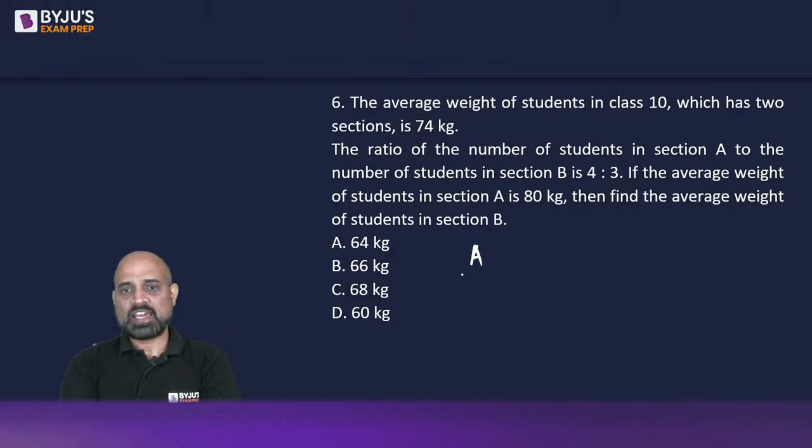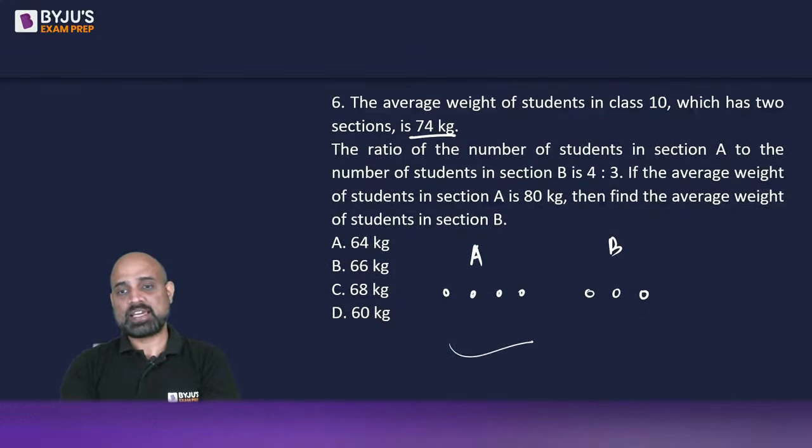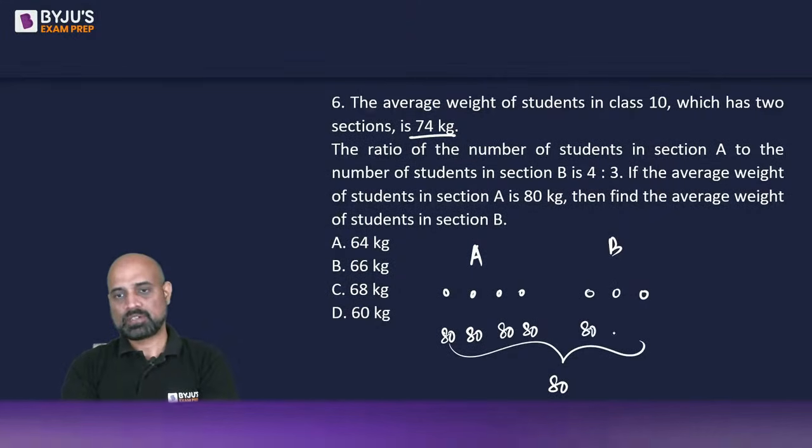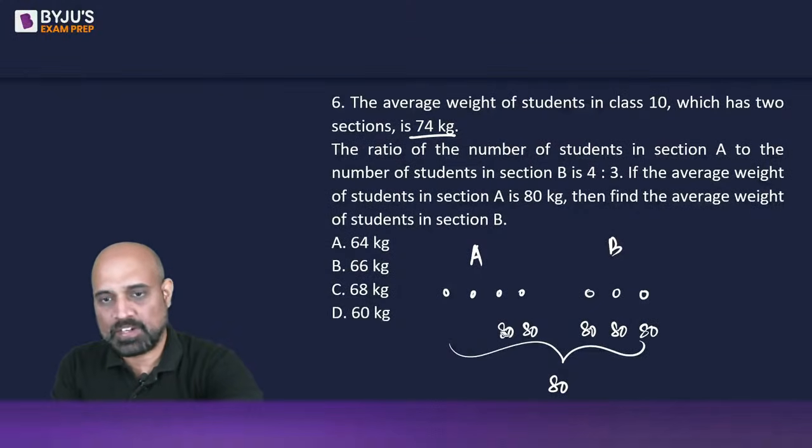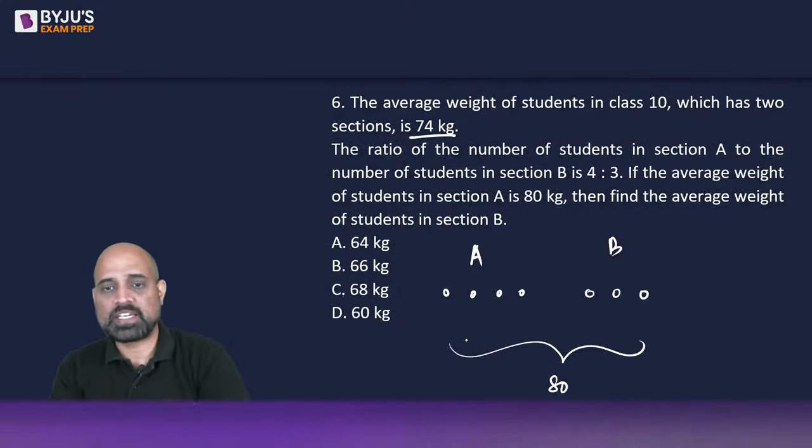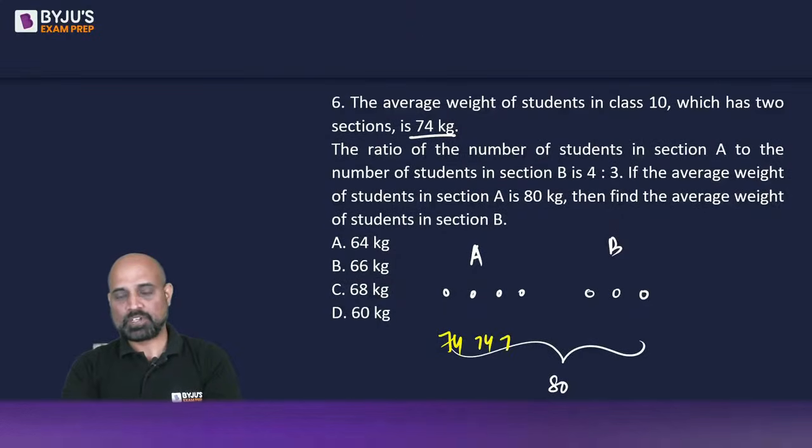So in section A, there are 4 students. In section B, there are 3 students. It is given that the average weight of these entire 7 students is, not 80, it's given as 74. So everybody is 74 kg on an average.